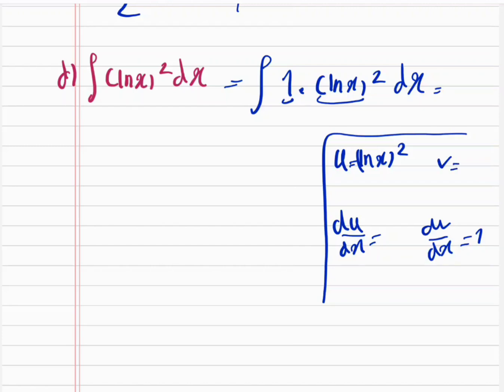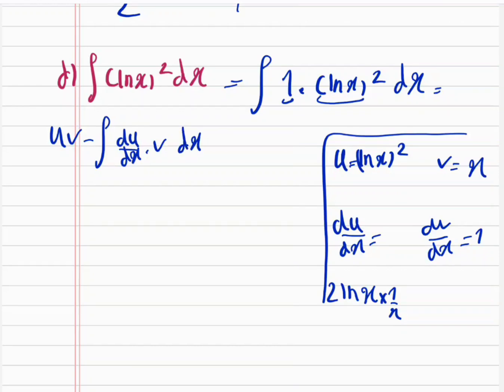We also want to find v. So du/dx, that's the first thing that we want to do. And this is just the chain rule, right? So when we differentiate this, we'll get 2 ln x, and then the derivative of the inside is just 1 over x. So we get 2 ln x over x, and then here 1 simply integrates to x. Okay, so we use the formula of integration by parts, uv minus the integral of du/dx times v dx.